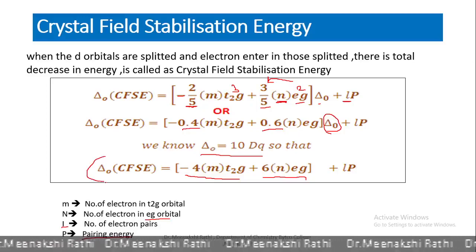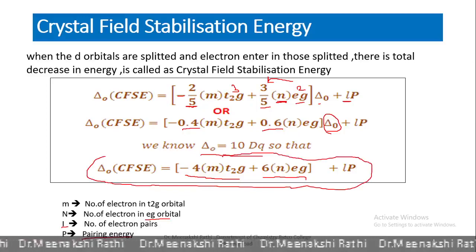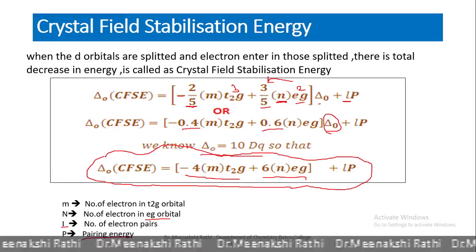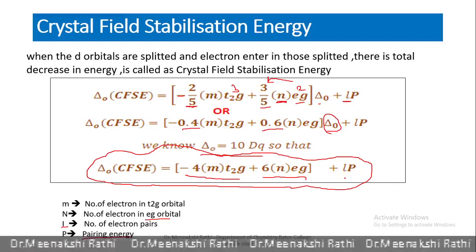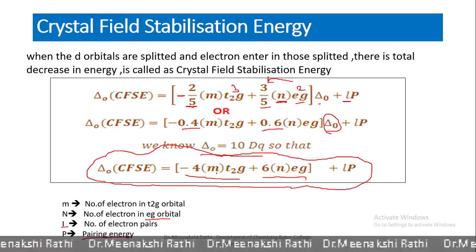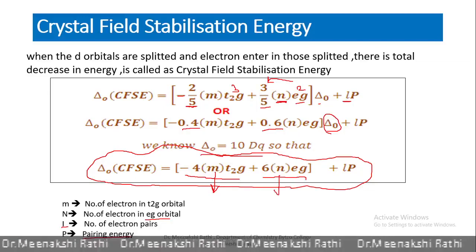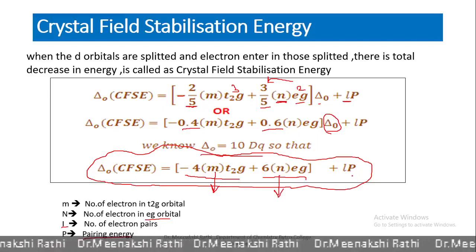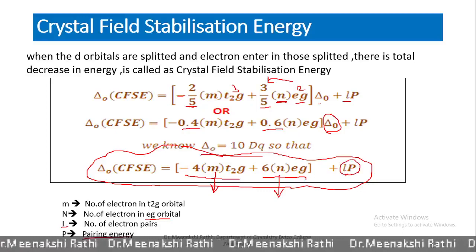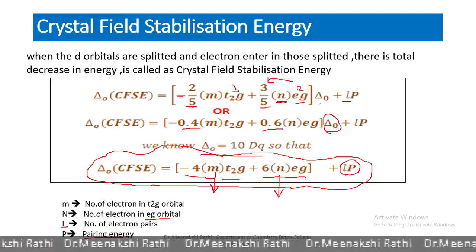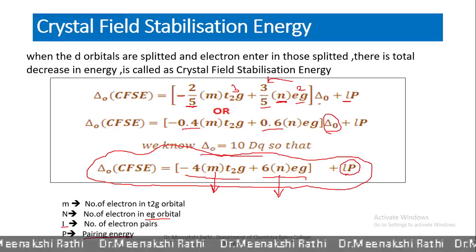Now calculate the crystal field stabilization energy of octahedral complexes. We will use this formula, where m is the number of electrons in T2g orbitals, n is the number of electrons in Eg orbitals, and L is the number of pairs of electrons. Okay, now let's begin.